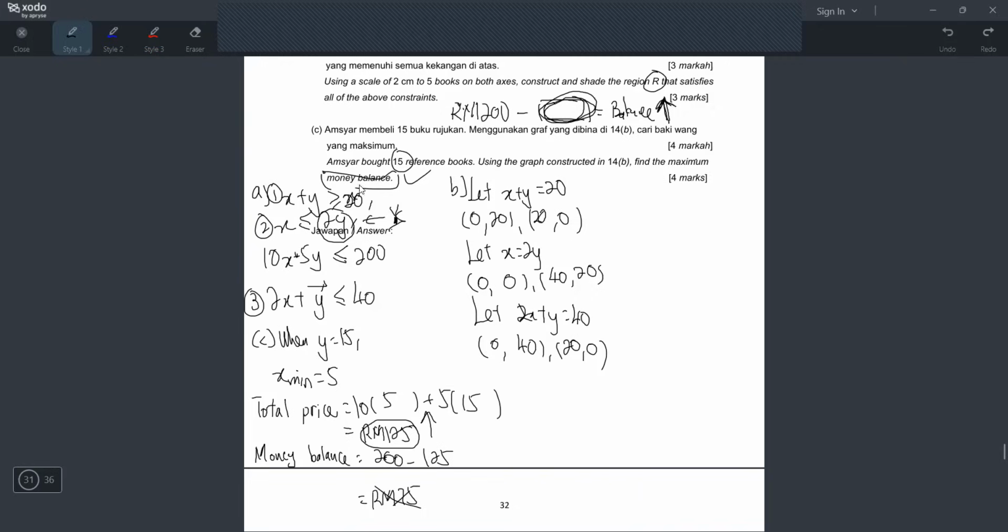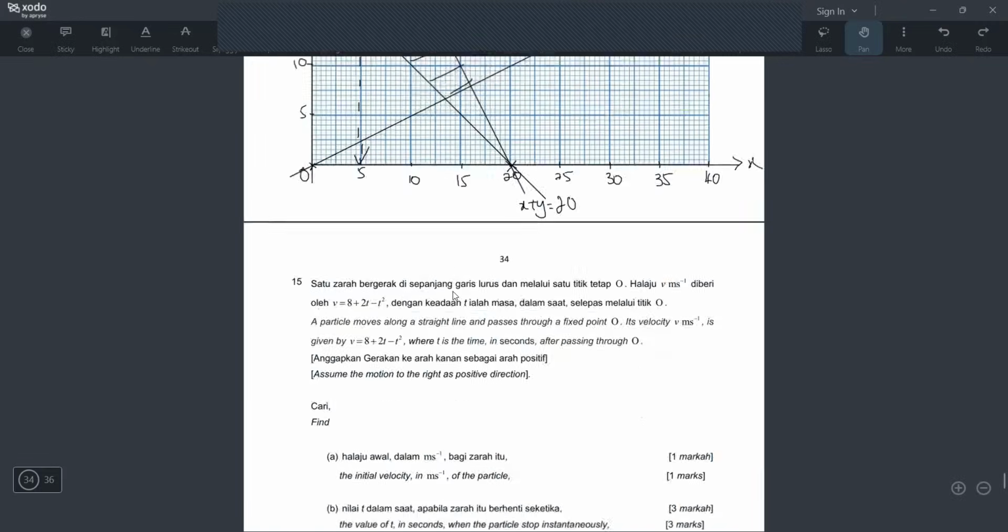So I repeat one more time. Maximum money balance means you want your balance to be a lot. It means you have to spend less. That's why you have to find X minimum. Okay, I hope you understand my explanation. So that's all. Question 15 I won't do.